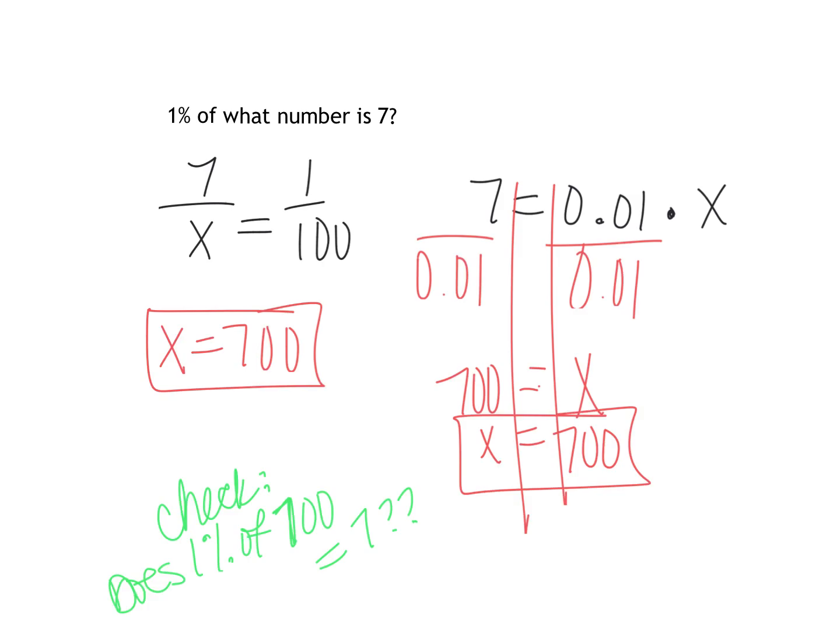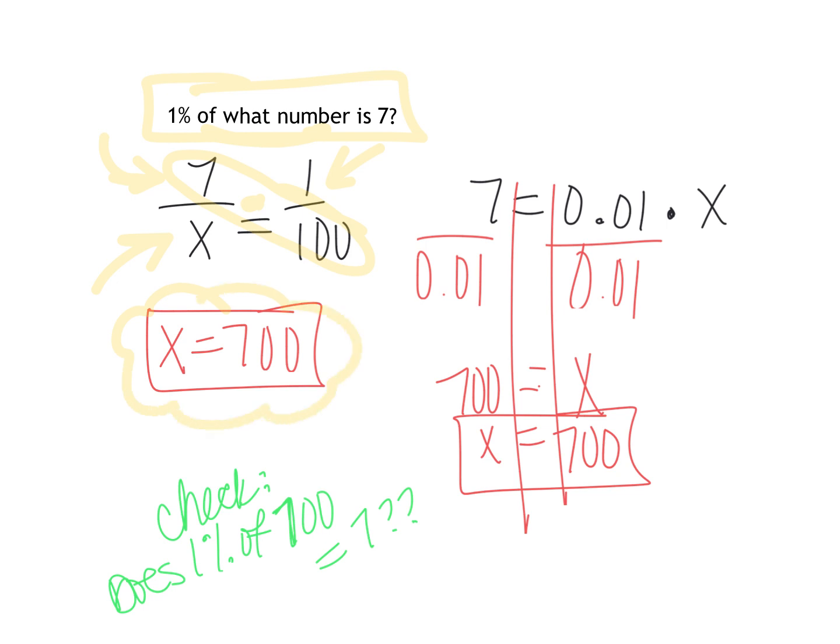So what I did for this one, 1% of what number is 7? So 1% is going to go over the 100 because that's my percent. Of what number? So remember, of what number is going to go on the bottom. 7 is the part, so that's going to go on the top. And then I multiplied 7 times 100, divided it by 1, and I got X equals 700.